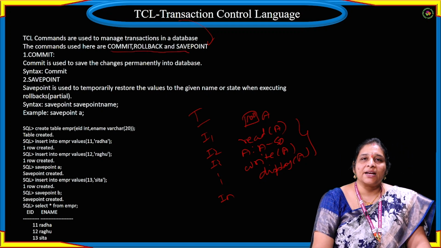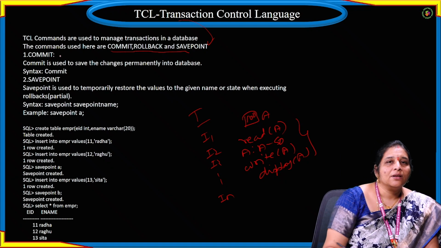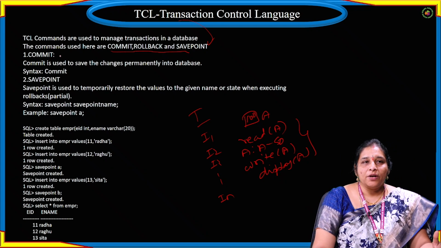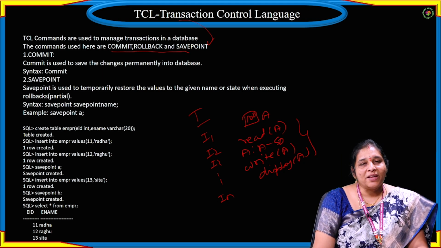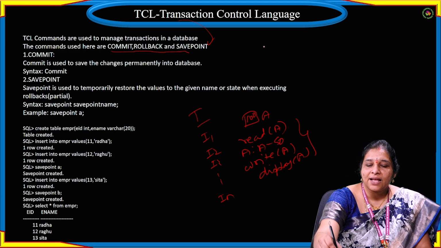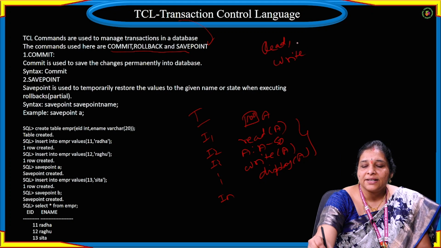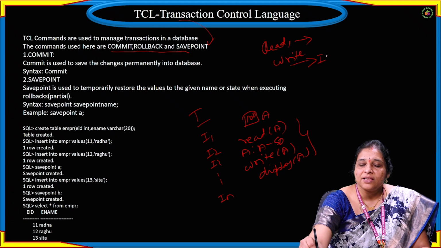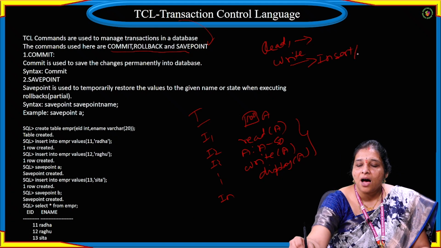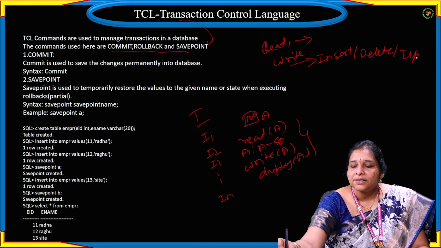Now we have three commands underneath it. The first one is commit, the second is rollback, and the third is savepoint. In transactions we generally perform two major operations: one is read, the other is write. Read is nothing but your select command. Write is the manipulations like insertions, deletions or updations you do on your database.